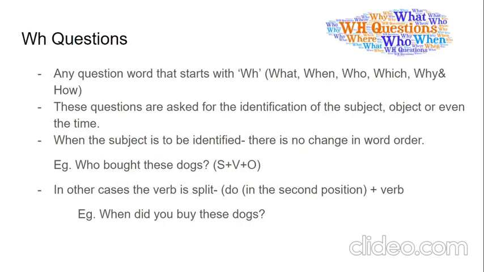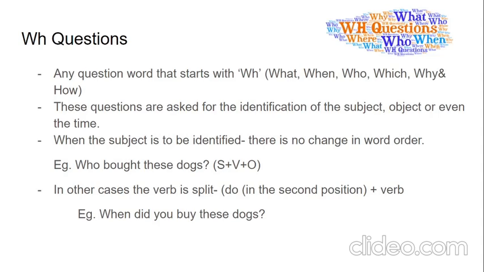We start with the WH questions. This is very familiar to all of us. Again, something that we've learned from our school days. So any question word that starts with the WH is a WH question, like the what, when, who, which, why. And in addition to the WH question is the how. It is not a word that starts with WH, but yet it comes under the category of the WH questions. Now, basically, these questions are asked to identify a subject or an object or even a time.